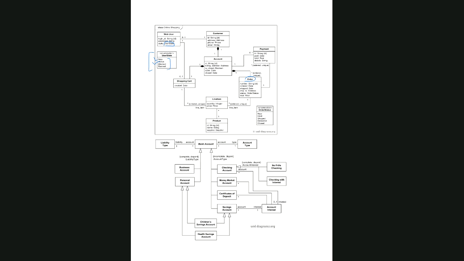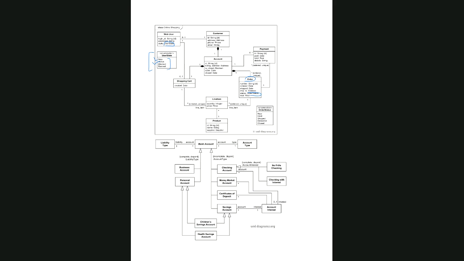Each order has a current order status. See, each order has an order status here. Now this current order status again has five categories: new, hold, shipped, delivered, and closed.